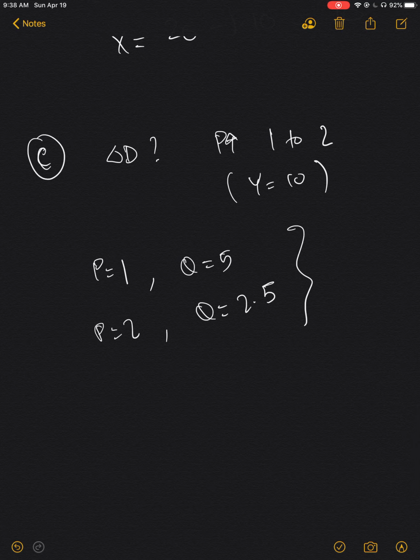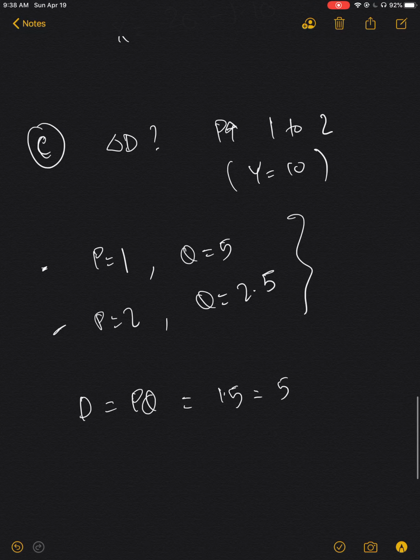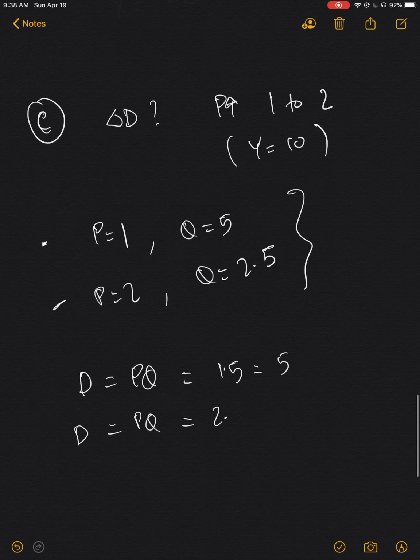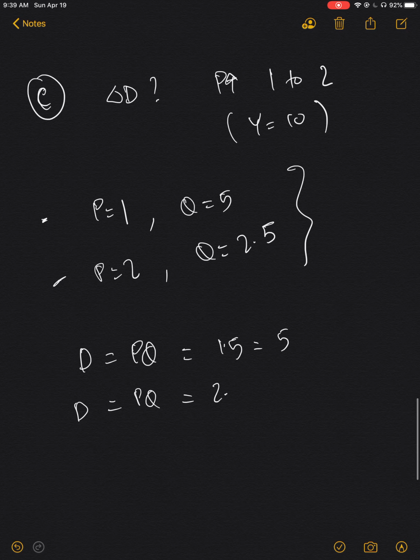So that's exactly what I just wrote here. Now we're asked to find what the change in D is. Remember D is simply PQ. In this scenario it's 1 times 5, so that's 5. In this scenario, D is again PQ, that's 2 times 2.5, again 5. So the change in D is 0.